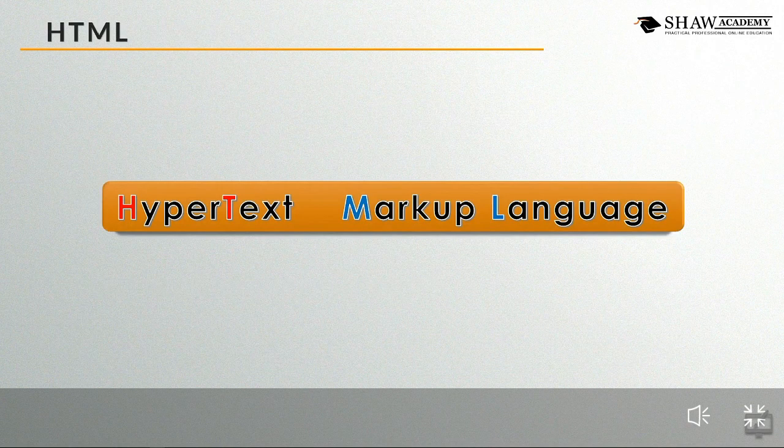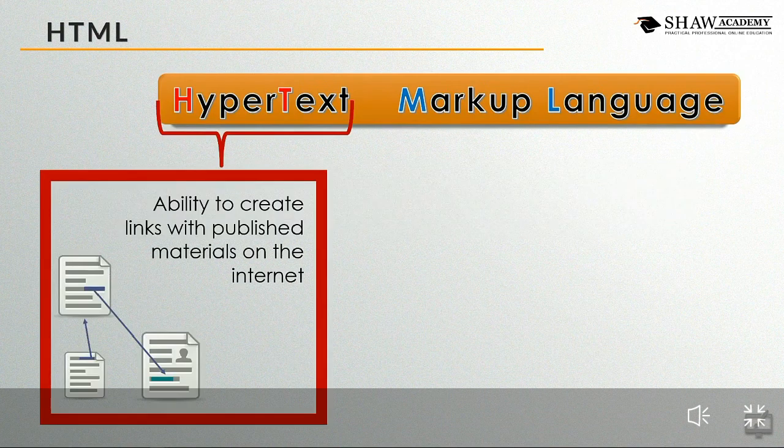Well, when we split up this acronym, HTML, hypertext markup language, we have these two parts. We've got the hypertext, and the hypertext is this ability to create links with published materials on the internet. Yeah? So that was the first part of Tim Berners-Lee's great idea. The idea of hypertext, being able to have text that you're able to click on and be brought to someplace else. And then we've got this other part known as the markup language.